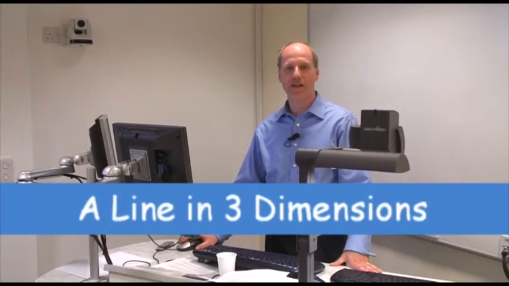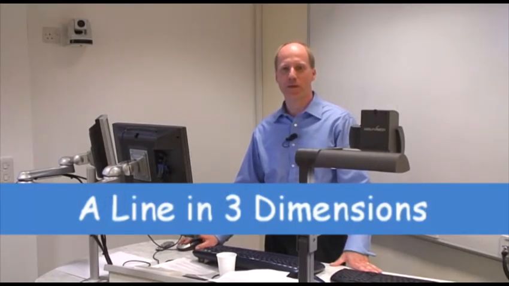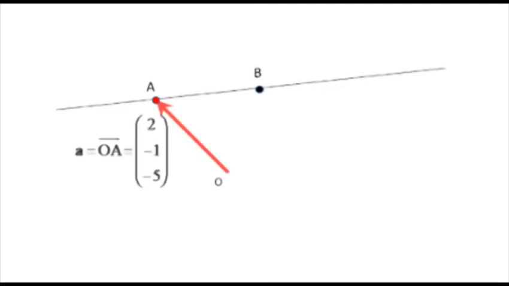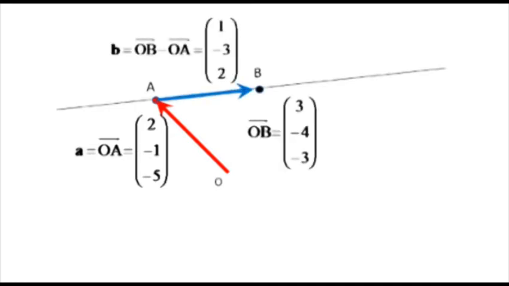The great advantage of using the vector equation is that we can use exactly the same form in 3 dimensions. Let us find the equation of the line through the points A and B. We can choose either point as the starting point, so let us take the point A, which in this example has position vector (2, -1, -5). Now for a vector parallel to the line, we can use the vector between A and point B, where B now has position vector (3, -4, -3). This gives us the vector AB, which is the difference between these 2 position vectors, and is given by (1, -3, 2).